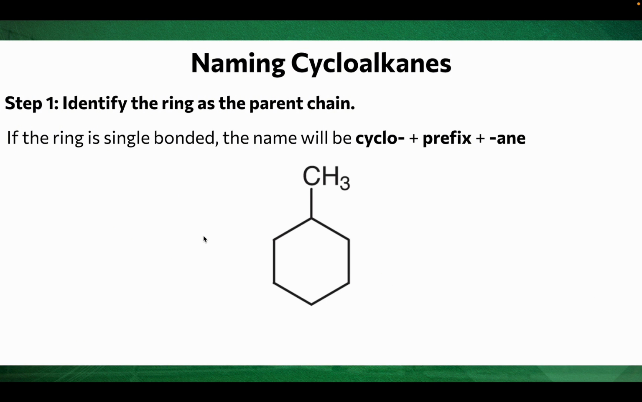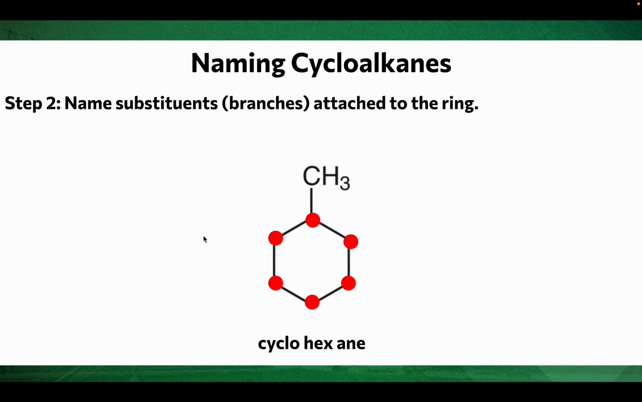Step 1, identify the ring as the parent chain. If the ring is single bonded, the name will be cyclo plus the prefix for the number of carbon atoms plus ane. This is single bonded, so we put ane, and cyclo because it's a ring. Now we count 1, 2, 3, 4, 5, 6. 6 is hex, so the name is cyclohexane. Step 2, name the substituents attached to the ring. This is a 1 carbon substituent, so that is a methyl.